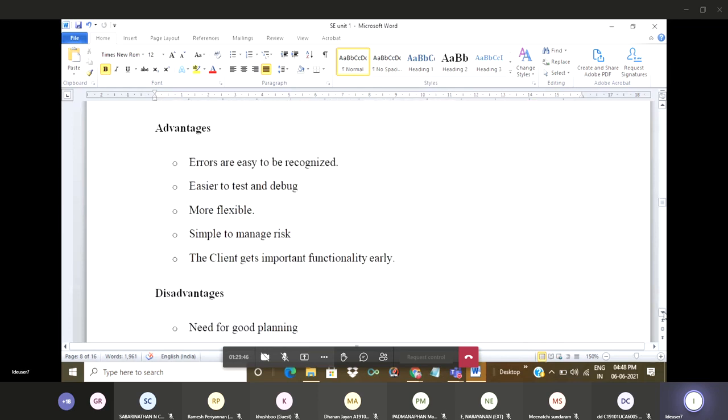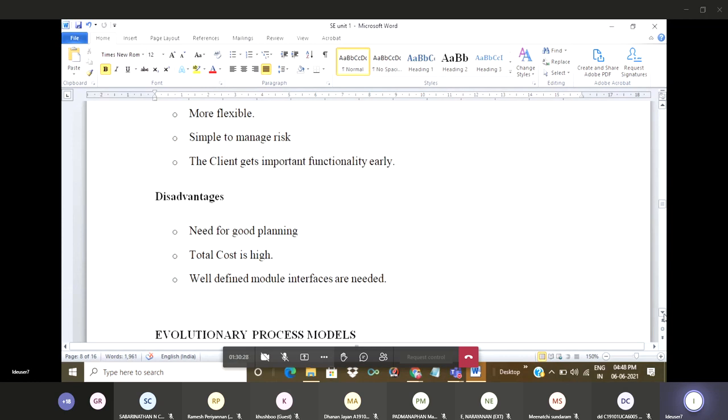So what are the advantages of using the incremental model? Errors are easy to recognize because we have divided the project into a number of modules, so we can easily recognize the error. It is easier to test and debug. Each team can test and debug the error. Third, it is more flexible. Fourth point is it is simple to manage risk. Clients get important functionality early. So these are the advantages.